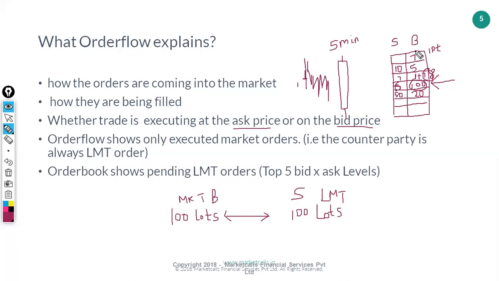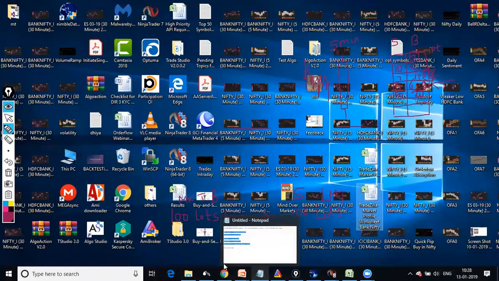If you are seeing 7 lots on the buying side, that means 7 lots were punched by market orders. They are the takers. Market orders are the takers, and the ones providing liquidity, sitting on the order book, are the liquidity providers, right? So maybe I can put it in a notepad.